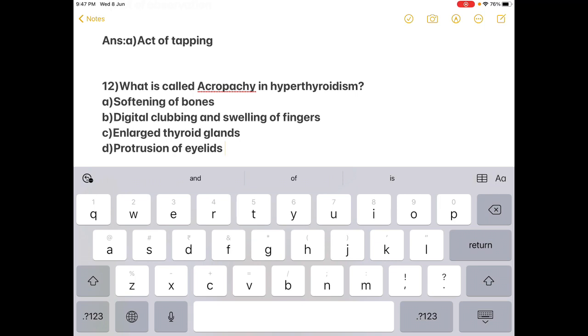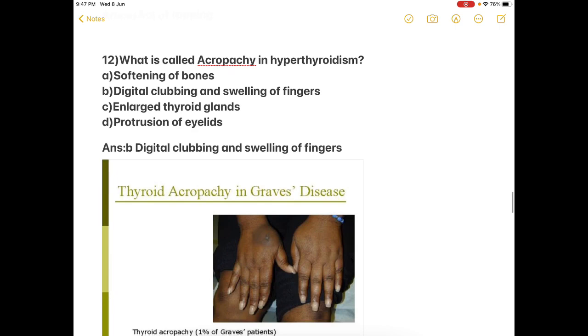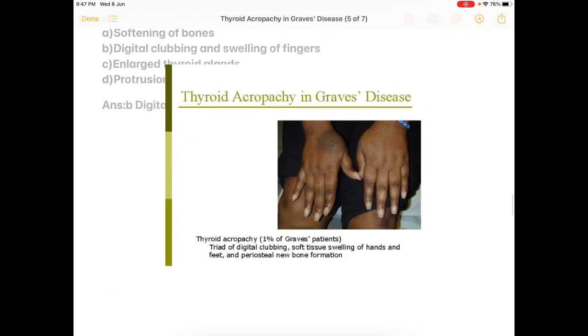We already posted about this MCQ on Facebook, daily MCQ. We upload them on Facebook. If you are there, you might have already seen it. Some of you might have already given the correct answer. So, digital clubbing and swelling of fingers.